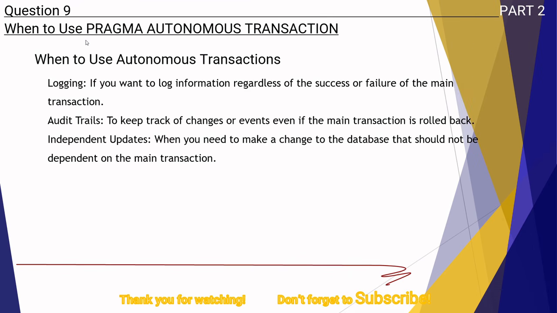You might use Pragma autonomous transaction in the following scenarios: for logging events even if the main transaction fails, to maintain audit trails ensuring changes are captured regardless of the main transaction's success, and when making independent updates to databases that should not affect the main transaction.